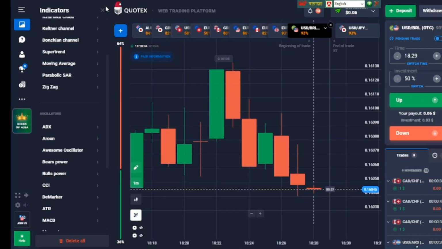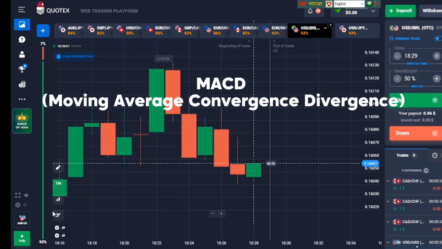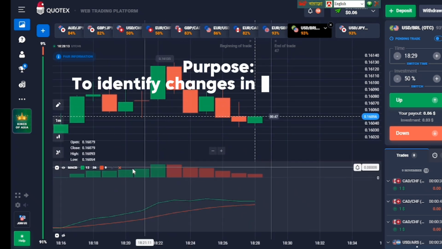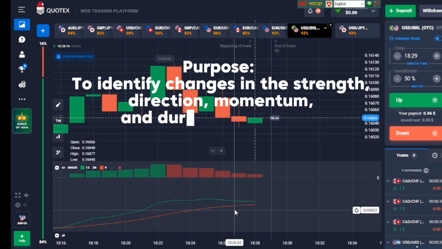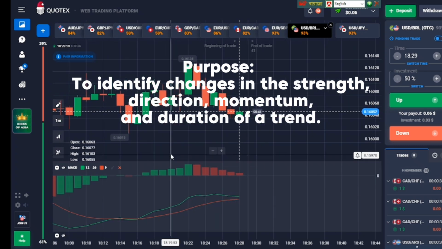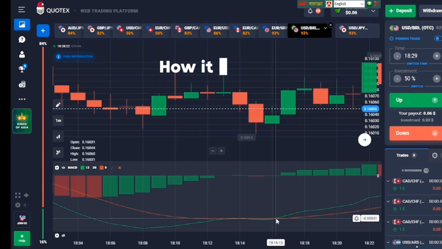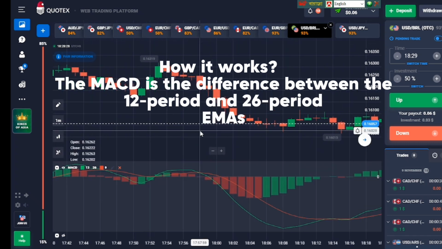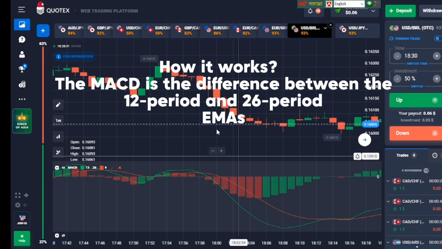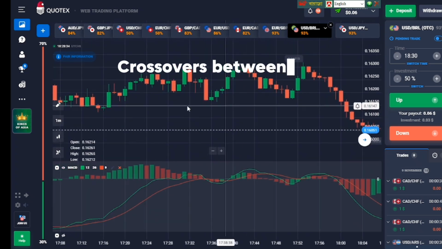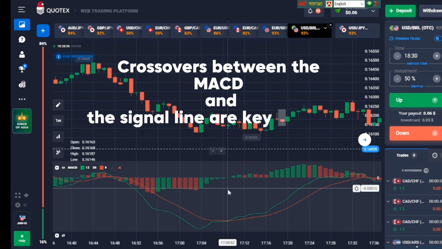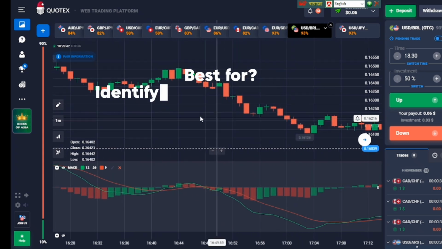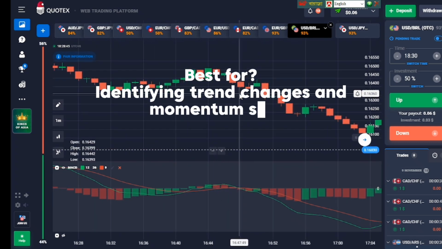Next one, MACD, moving average convergence divergence. Purpose: to identify changes in the strength, direction, momentum, and duration of a trend. How it works: the MACD is the difference between the 12-period and 26-period EMAs. Crossovers between the MACD and the signal line are key indicators. Best for identifying trend changes and momentum shifts.